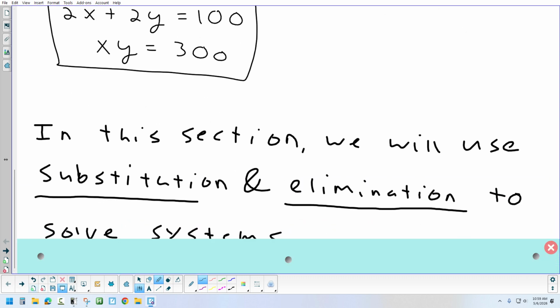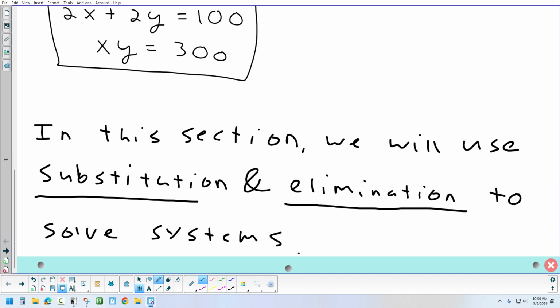Let's start by talking about substitution. The idea with substitution is you're going to pick one of the equations that you're either given or that you had to make, and you're going to solve that equation for a variable. At that step, you're not going to know your answer yet. You're only going to be rearranging one of the equations. That's the first step.